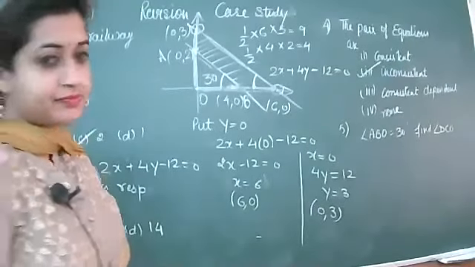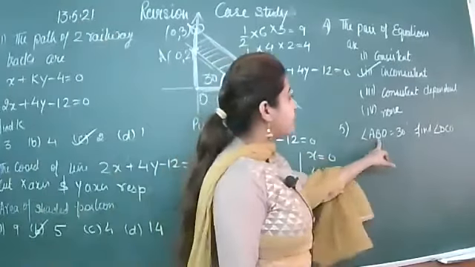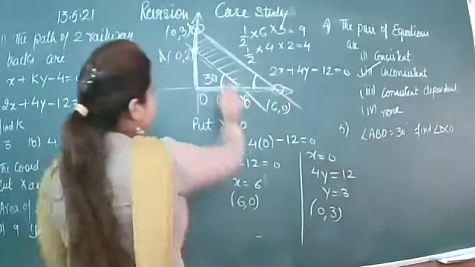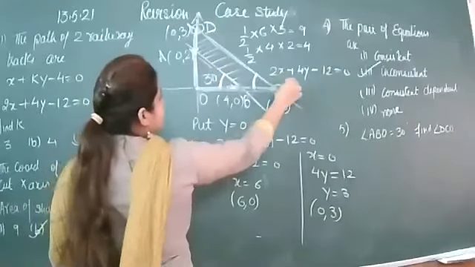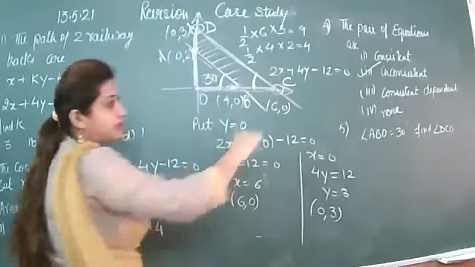Angle ABO is 30, means this angle is 30. You have to find this angle BCO.